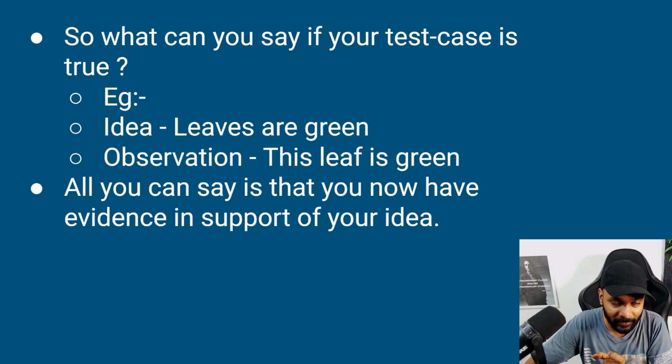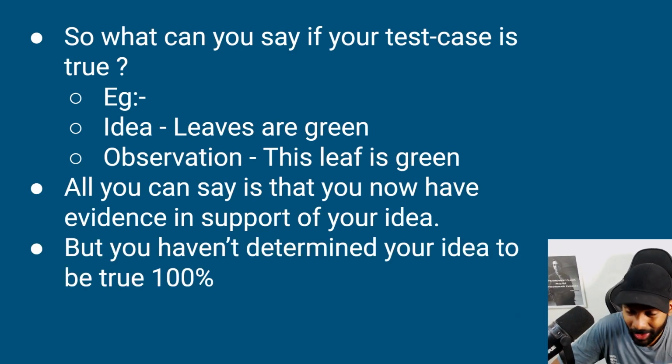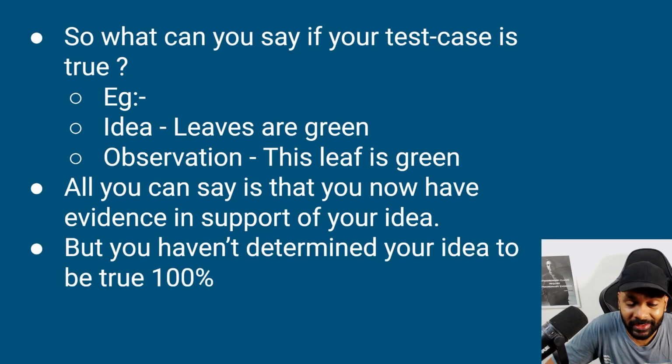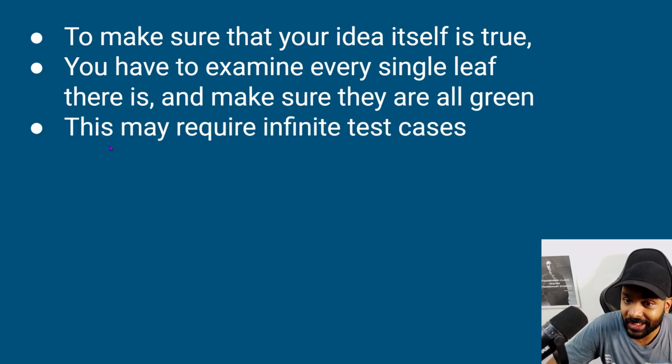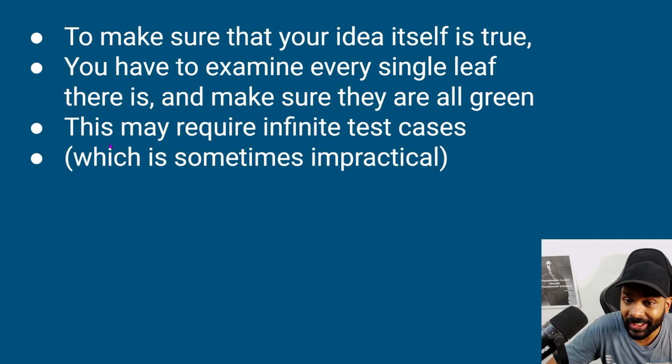That leaves are green. You can find many green leaves, but until you check every single leaf, you don't know if your idea is true. All you have from each individual test case that comes true is evidence in support of your idea. You haven't determined if your idea is true 100%. You've only gotten evidence in support of your idea. Now, to make sure that your idea itself is true, you have to examine every single leaf there is and make sure they are all green. This might require infinite test cases, which is impractical.